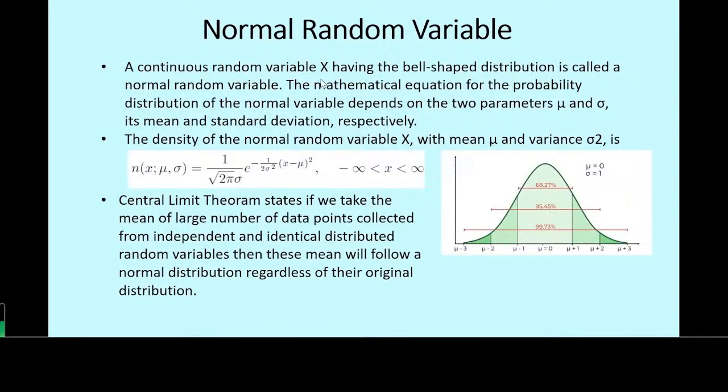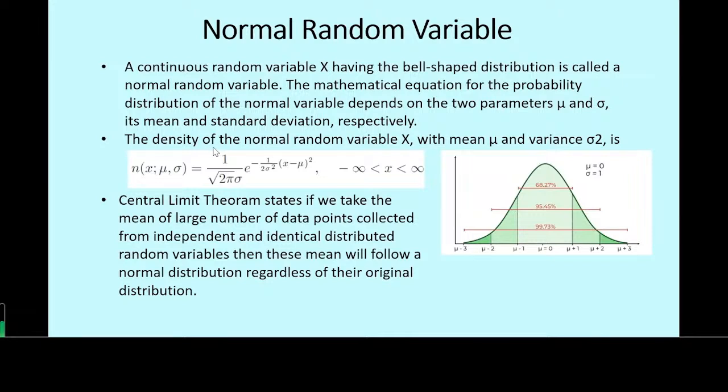The normal distribution is the most widely used distribution in statistics. A continuous random variable X that has a bell-shaped distribution is called a normal random variable. The mathematical equation for the probability distribution of the normal variable depends on two parameters, mu and sigma, which are the mean and standard deviation of the distribution.